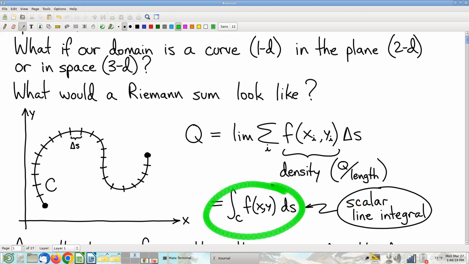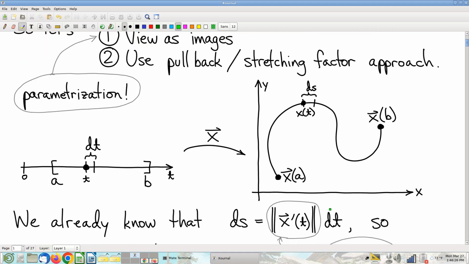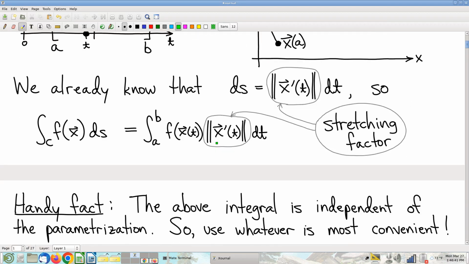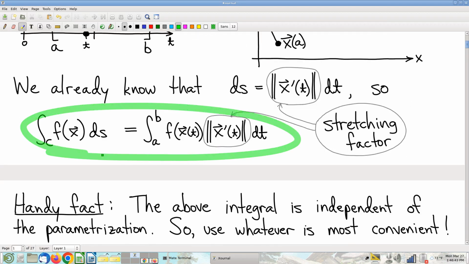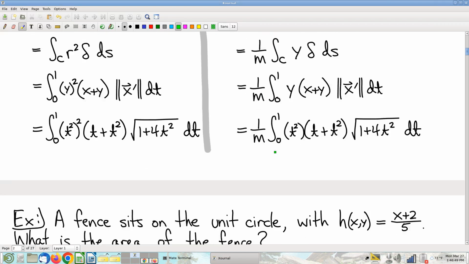We talked about this notation, this terminology. We talked about this strategy for how to compute. Namely, we're basically copying off of the old idea of change of variables, just that now it's a parameterization that we are pulling back through. And stretching factor, et cetera, et cetera. We talked about all that last week as well. Here was our formula for how to compute that scalar line integral. Okay, so we did some examples.